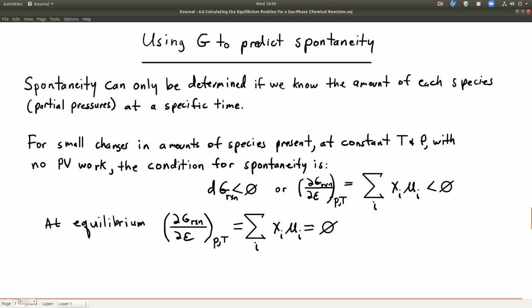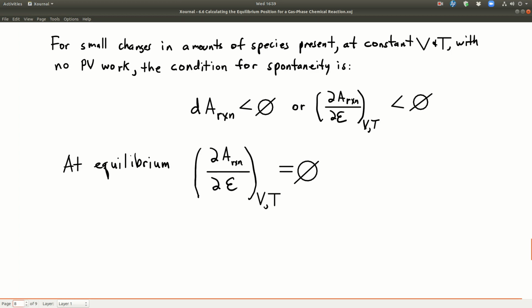If it's constant volume and temperature, then we use the Helmholtz energy, and it's similar equations. So it's spontaneous at constant volume and constant temperature if dA is less than 0, or partial A, partial extent is less than 0, and at equilibrium if partial A with respect to the extent is equal to 0. So let's look at a little example.